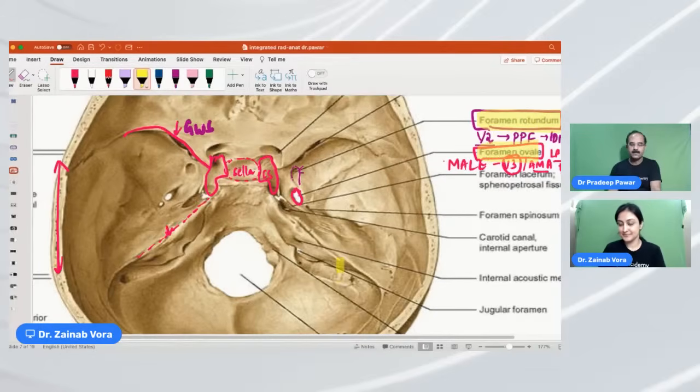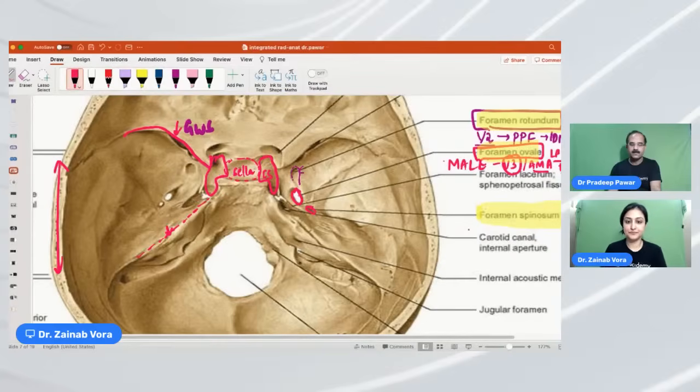Fine, so that's about the foramen ovale. Now, behind the foramen ovale, you can see a small foramen there. What is that foramen? Students, what is this foramen? Behind the foramen ovale, that's the foramen spinosum. And what enters the skull through this foramen spinosum?